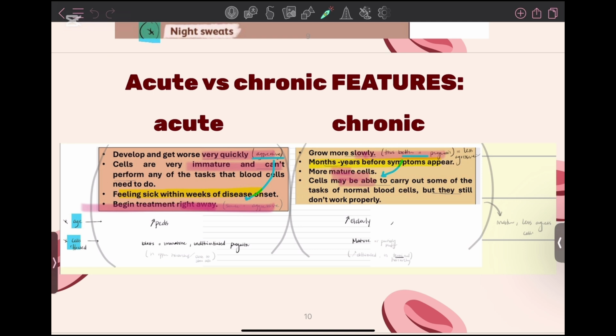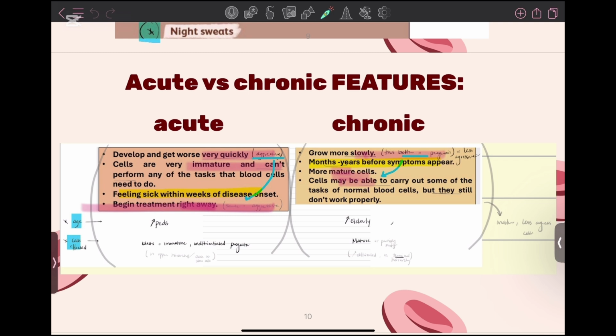Unlike in the chronic where you would have a better prognosis because the cancer cells are developing super slowly and they are mature. Because they develop super slowly, this means they have time to grow. You're going to see them as mature cells in the microscope. Okay, and these cells would be normally functioning, unlike in the acute. Sometimes they would have certain dysfunctions.